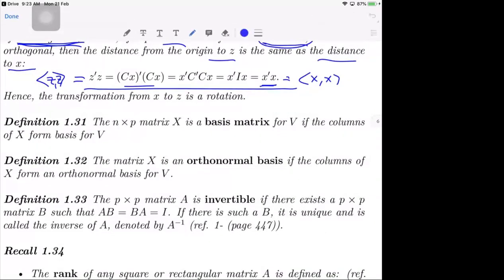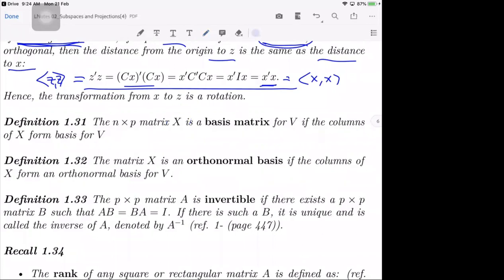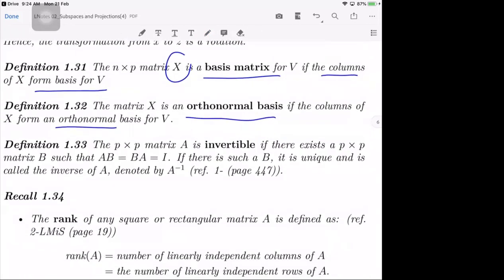So, as a review, if you have a basis matrix for V, then the columns of X form a basis for V. So the N by P matrix X is a basis matrix for V. If the columns of X form an orthonormal basis for V, the matrix X is an orthonormal basis.